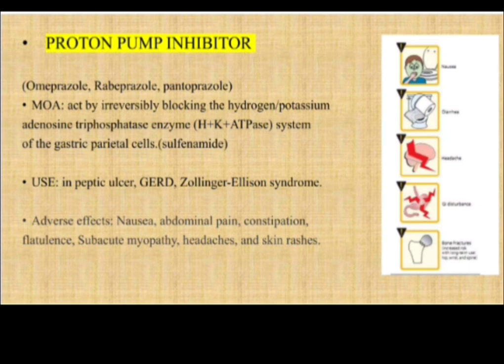Second one, proton pump inhibitors. Proton pump inhibitor examples are omeprazole, rabeprazole, pantoprazole, etc. Their mechanism of action is that they act by irreversibly blocking the hydrogen potassium adenosine triphosphatase enzyme system of the gastric parietal cells. They are used in peptic ulcer, GERD, Zollinger-Ellison syndrome. Adverse effects: nausea, abdominal pain, constipation, subacute myopathy, headaches, and skin rashes.